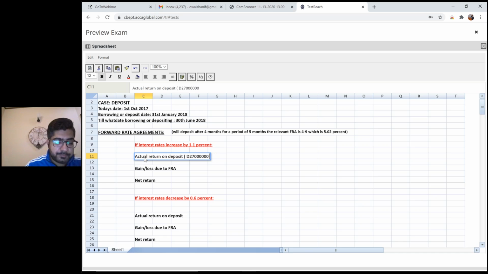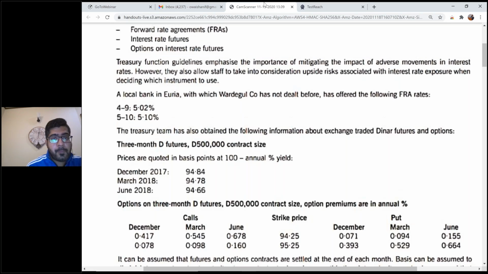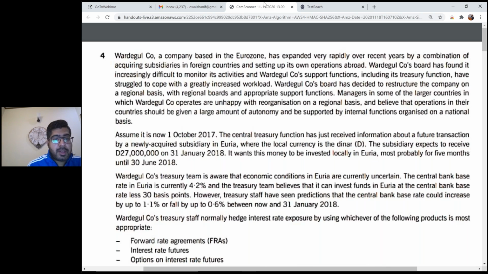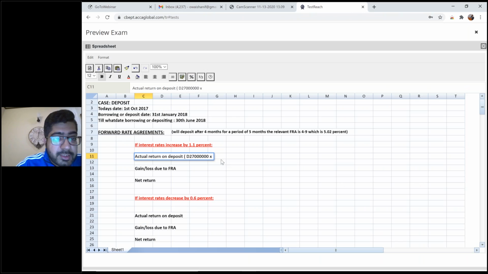What will be the rate of interest? The rates have increased by 1.1. Now the LIBOR rate or the central bank rate was 4.2%, but you are dealing with the case that it has increased by 1.1. So in this particular case, the rates have become 5.3. So if we deposit dinar 27 million, the rates have become 5.3.